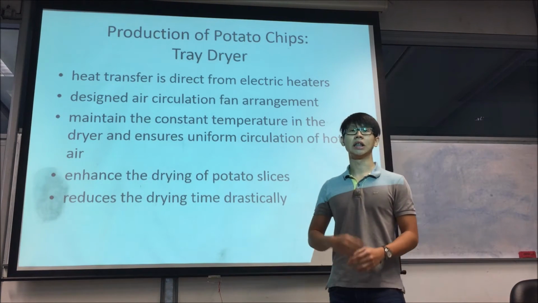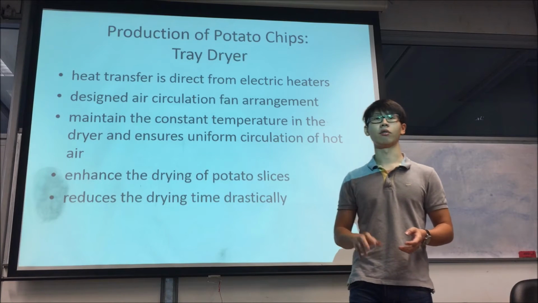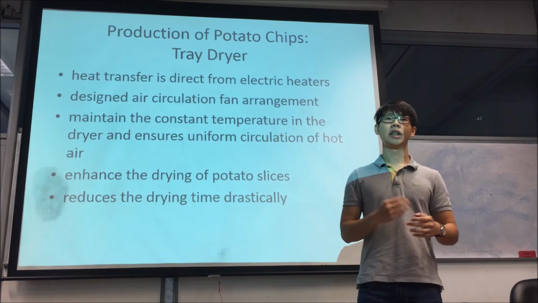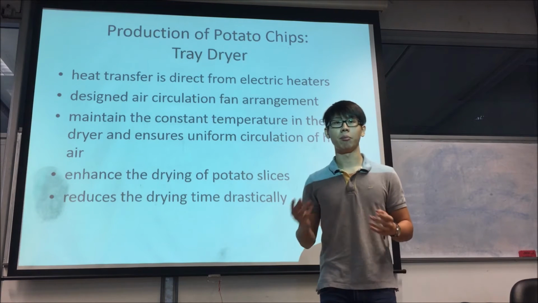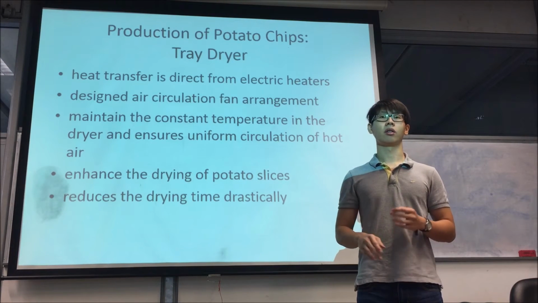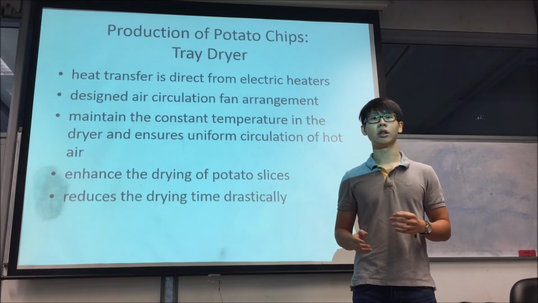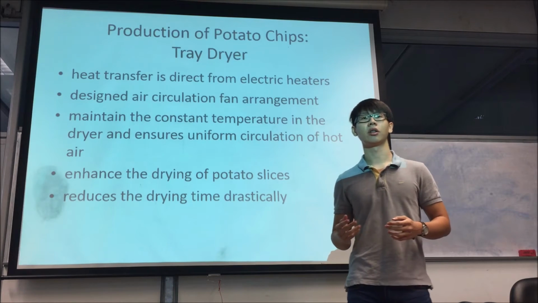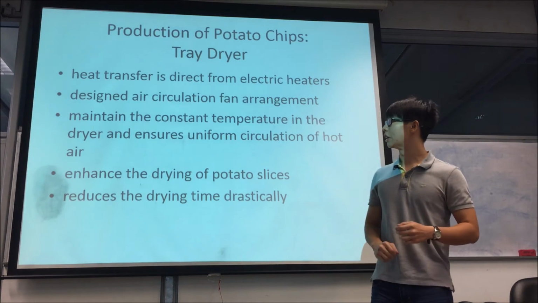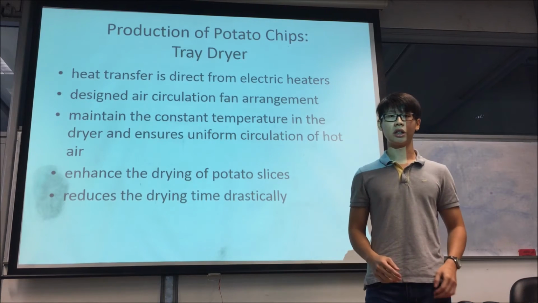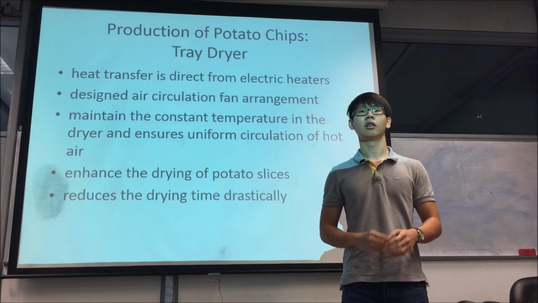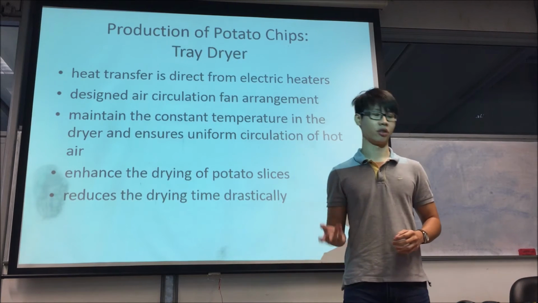Heat transfer is direct from the electric heaters of the tray dryer, and an air circulation fan arrangement is designed to maintain the temperature constant in the dryer and ensure uniform air circulation. This enhances the drying of potato slices and reduces the drying time dramatically so that production can be more efficient.